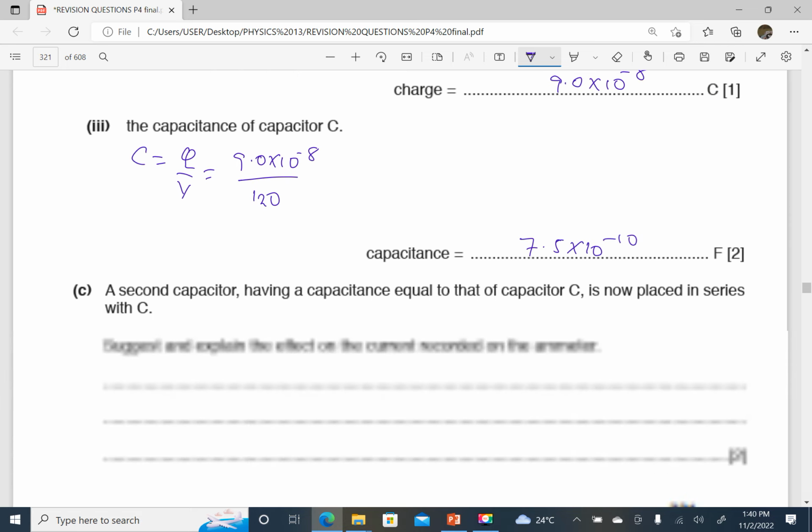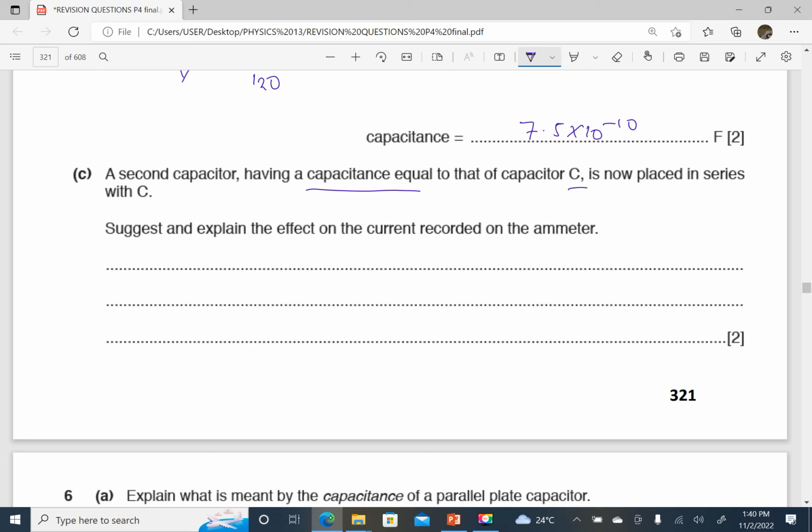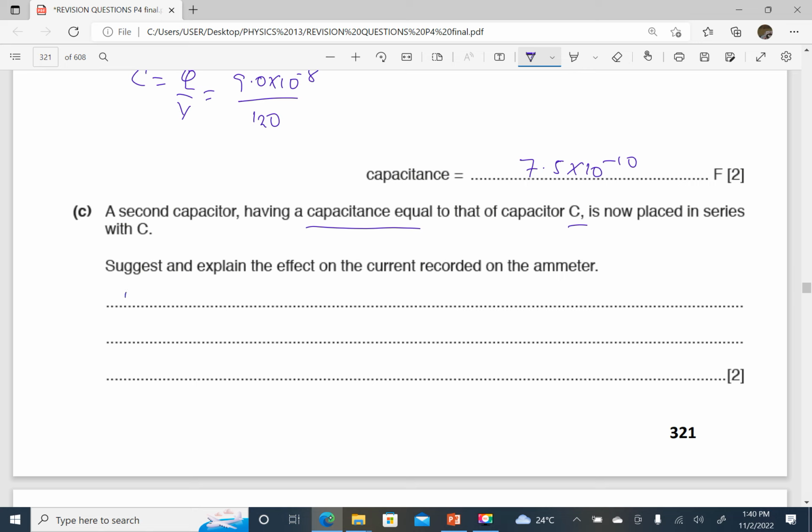A second capacitor having a capacitance equal to that of capacitor C is now placed in series. When we have capacitors in series, total capacitance reduces. If they are identical and they are in series, total capacitance is halved. So they are saying it has the same capacitance as the one we had before. That means total capacitance becomes half, because in series, total capacitance is a product over a sum. So I just explain the effect on the current recorded on the ammeter. We are saying total capacitance is halved.